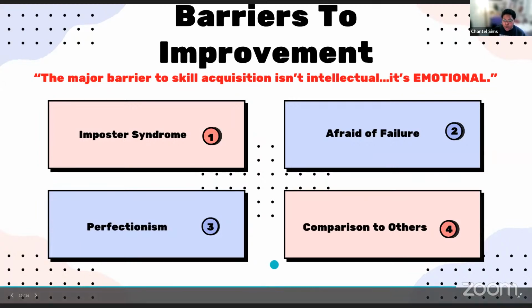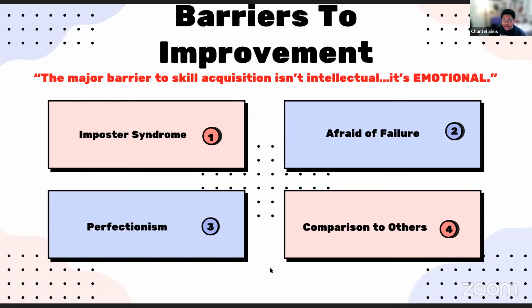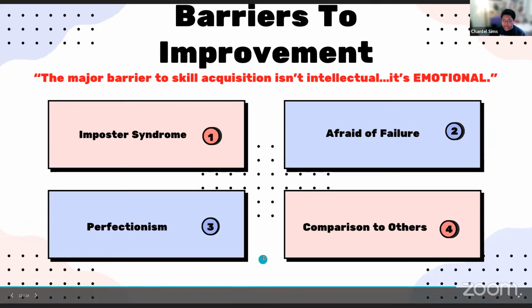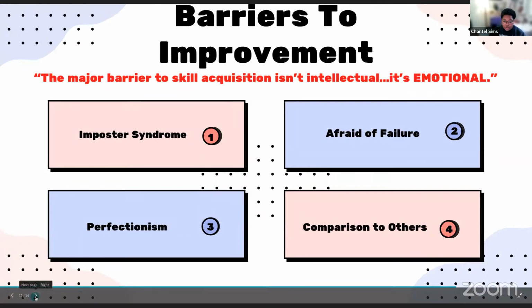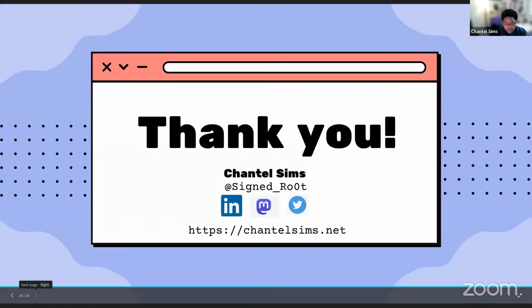One of my favorite quotes, based on learning and some of my experience from being in education, was that the major barrier to skill acquisition isn't intellectual, it's actually emotional. And that's why I lay out these four here. So I know you're probably thinking the barriers are not necessarily technical, because honestly, it's really not. It's not technical, it's more mental, emotional.